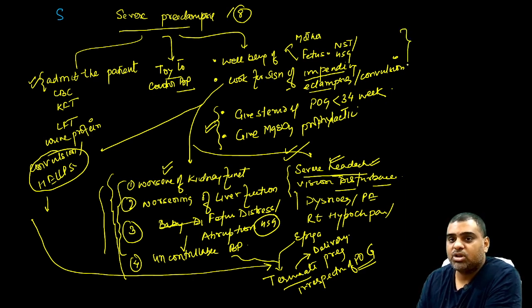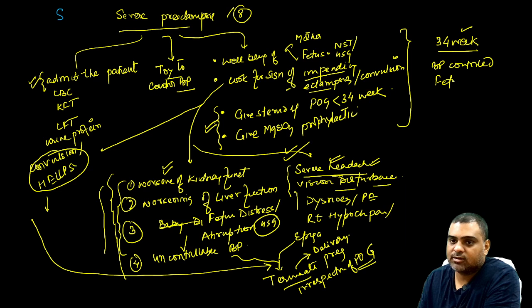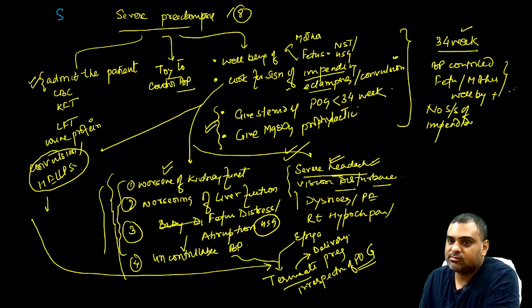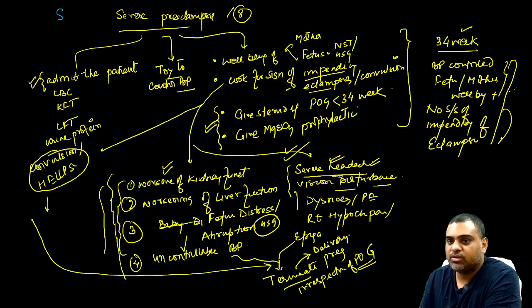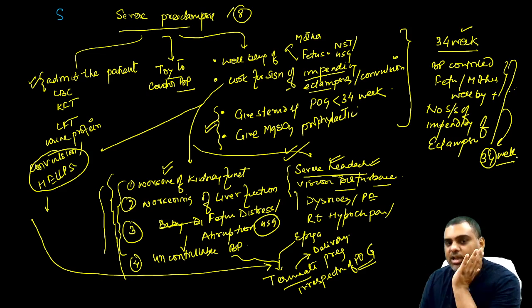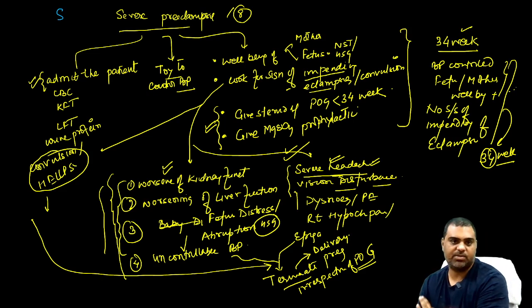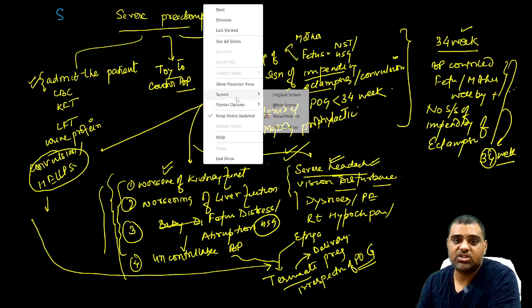Now, the best time for delivery in severe preeclampsia is 34 weeks, if everything is going good. That means BP is controlled, fetus and mother well-being is ensured, no sign and symptom of impending eclampsia, then you will do the delivery at 34 weeks. But in between, if there is impending eclampsia or if there is convulsion or HELP, you will terminate the pregnancy. So this is how you will manage cases of severe preeclampsia.